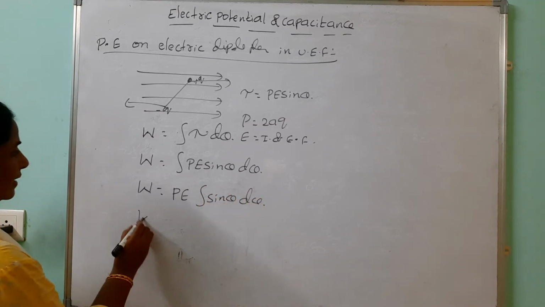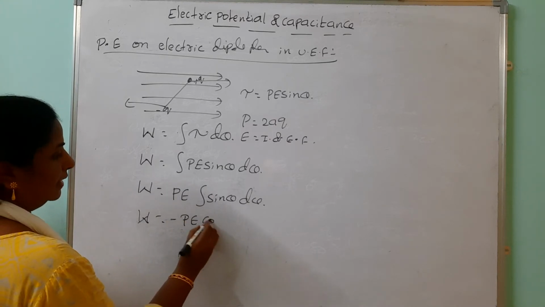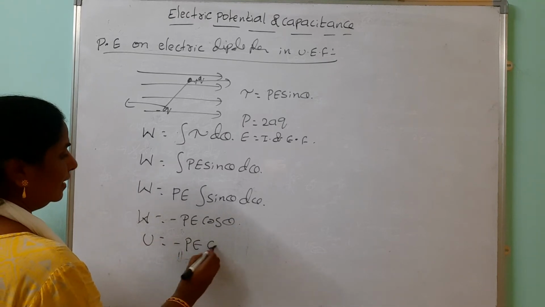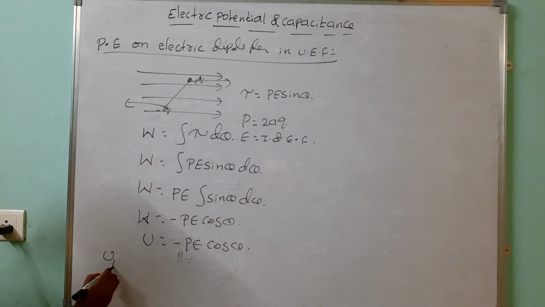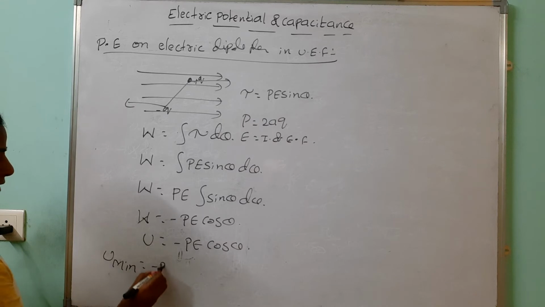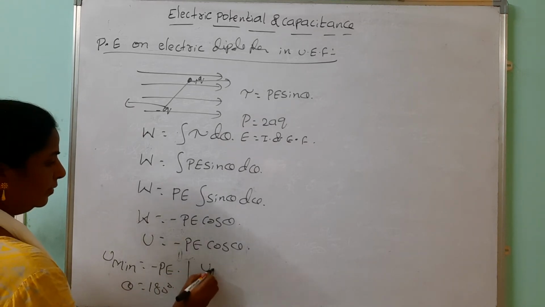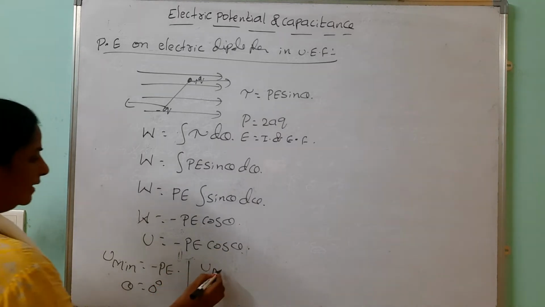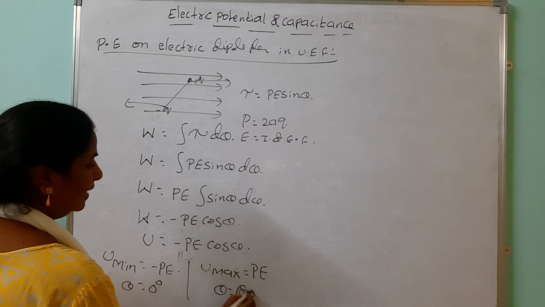But integration of sin theta, what is the formula? Minus cos theta. So minus P cos theta. It is stored as a potential, means U equals minus P cos theta we are taking. Then look here, U minimum equals minus PE when theta equals 0 degrees, since cos 0 equals 1. Like that, U maximum equals PE only when theta equals 180 degrees.